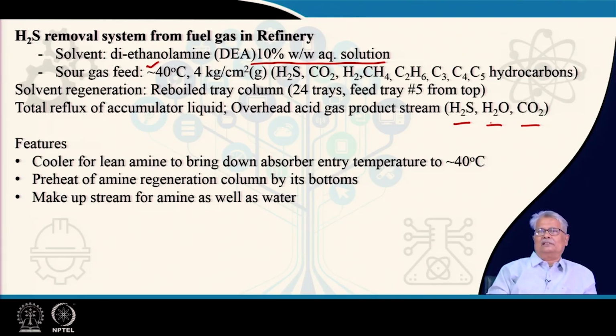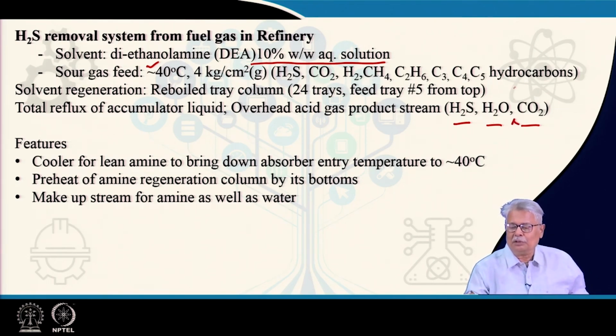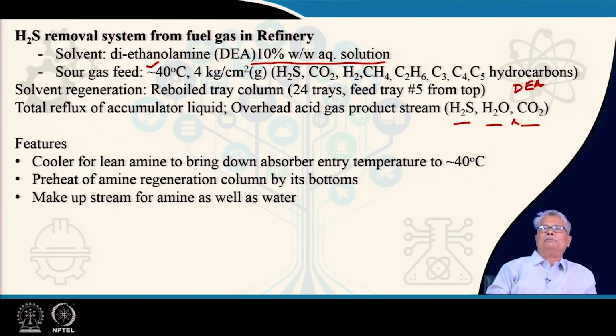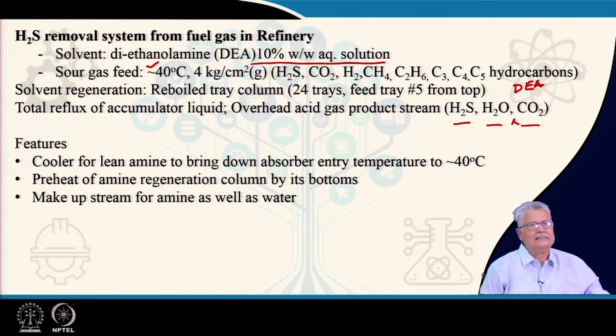We have also noticed that along with the gas, some amount of H2O will be leaving, and apart from H2O, you will also have a small quantity of DEA loss from this phase. So, there has to be a makeup stream of DEA as well as water, which can be either on a continuous basis or periodic. Typically in a refinery you will find such makeup once a week. So, this is in brief an idea of a practical H2S removal system from the fuel gas.